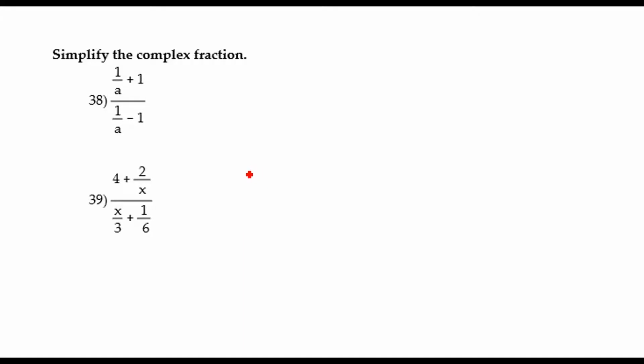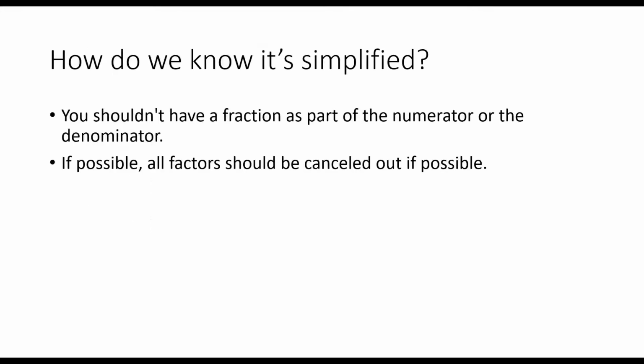So complex fractions. What do you want to do here? Like how do you simplify this? Well, in order to know that it's simplified completely, there's two things that you want to do. You don't want to have a fraction as part of the numerator or the denominator. So once it's fully simplified, if you still have a fraction, then you still have more steps to do. And then if possible, all factors should be cancelled out.